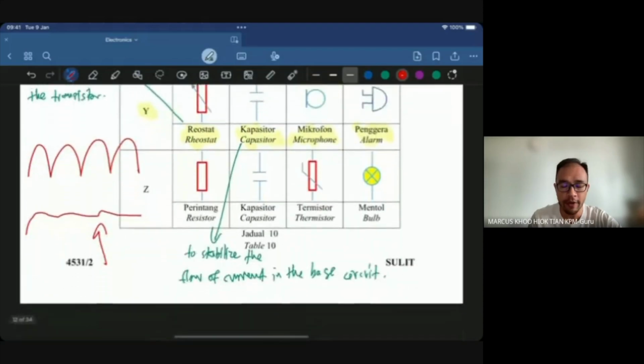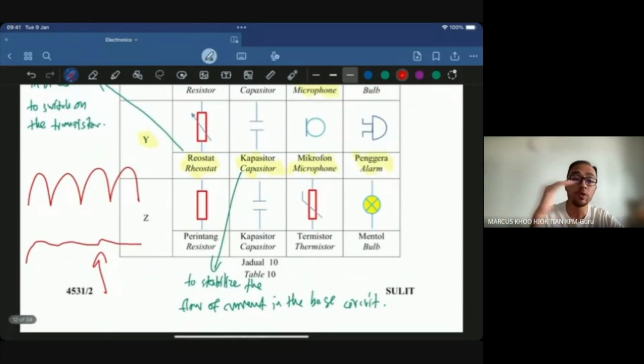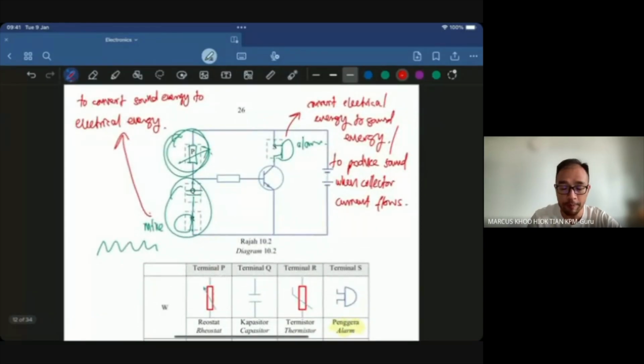Remember that the function of the capacitor is to stabilize, to smoothen the current flow, so that it doesn't go wah wah wah wah like that. Your device will be spoiled if this happens.